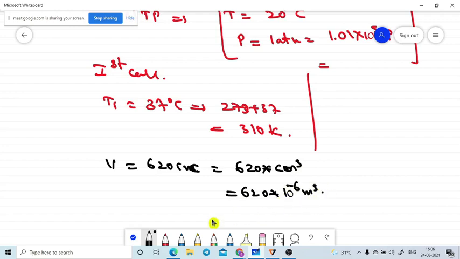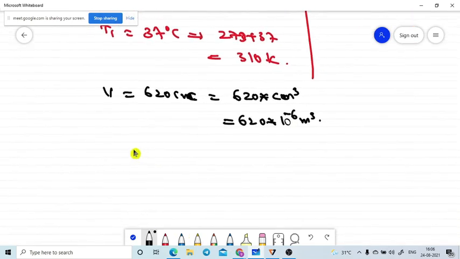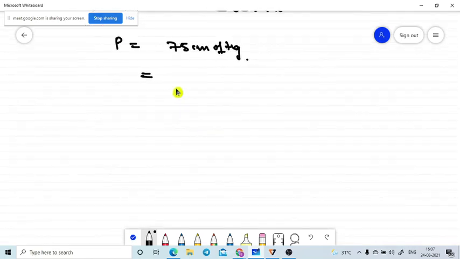Now one more thing, the pressure, is given: 75 centimeter of Hg. Can we use 75 centimeter of Hg directly? We should not. We should use the SI system or CGS system. This 75 centimeter of Hg is the H value, so P is equal to rho g h, and we need to substitute.